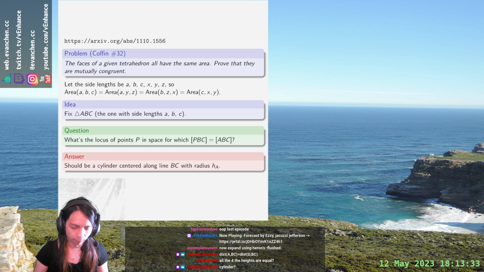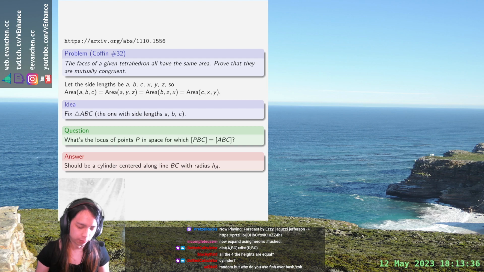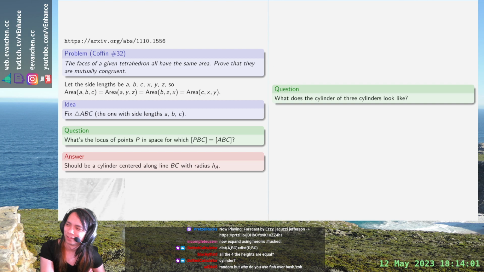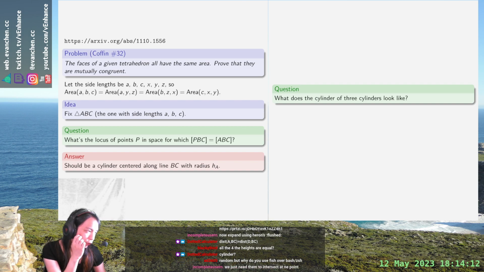So, fine. Now, what's going on is that there are three cylinders in space. Unfortunately, I'm really bad at 3D geo, but, question. What does the intersection of three cylinders look like? All the four heights? Which heights? That's tricky. I see.